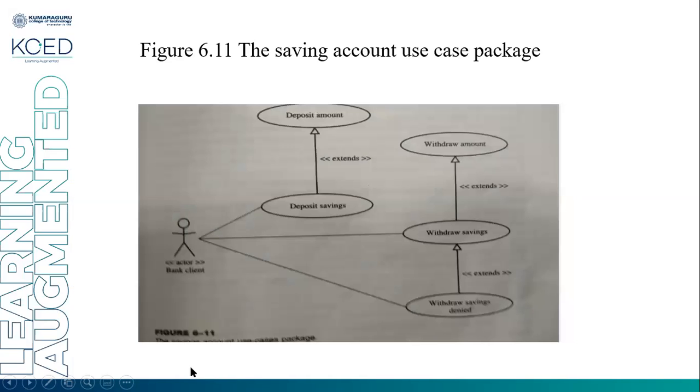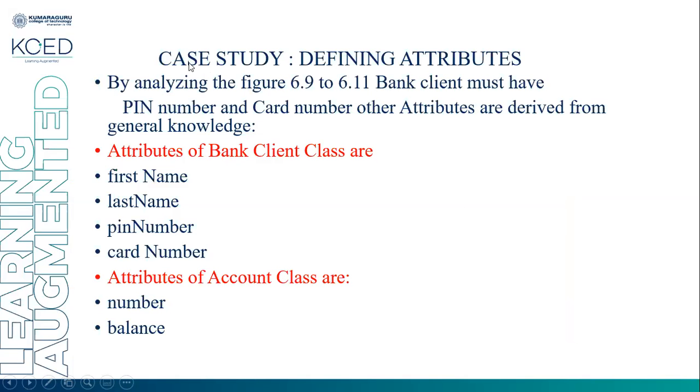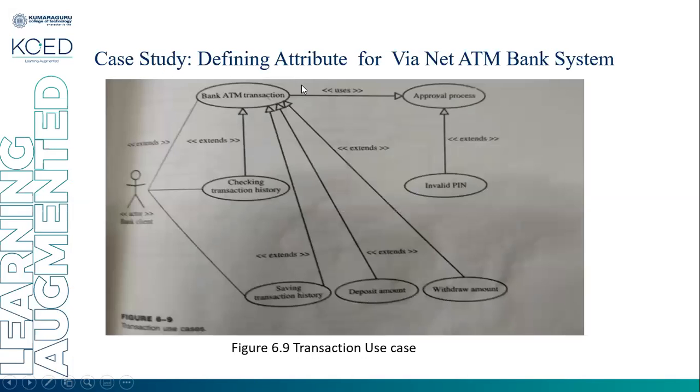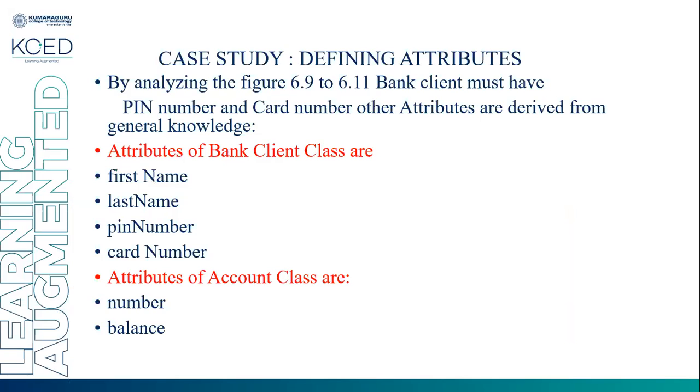The next one is the saving account use case package given here. Deposit saving extends deposit amount, withdraw saving extends withdraw amount, and withdraw saving denied extends the withdraw saving use case. So from the case study, we discussed three use case diagrams. From these, the following attributes are defined: the bank client must have a PIN number and card number.